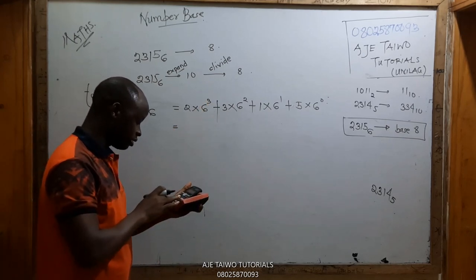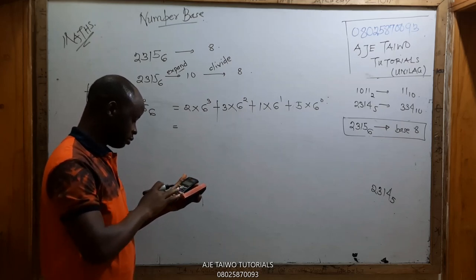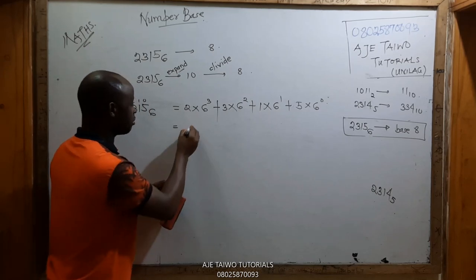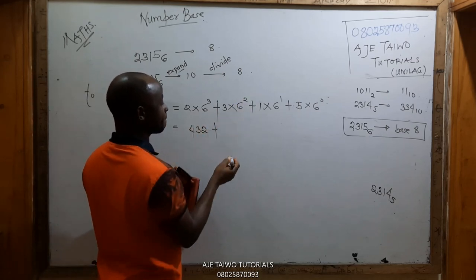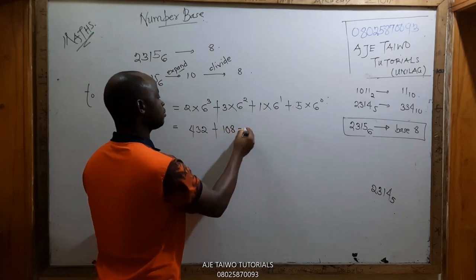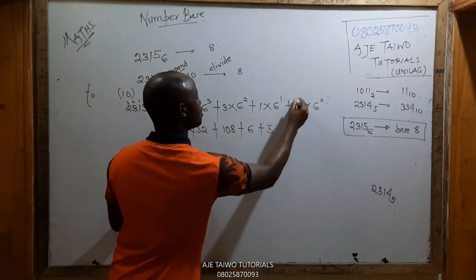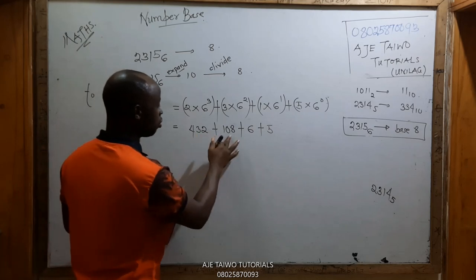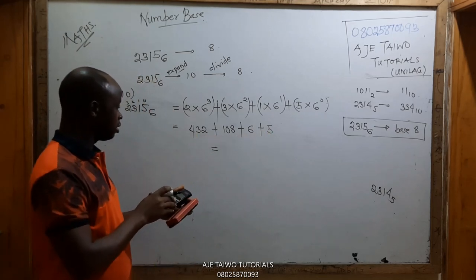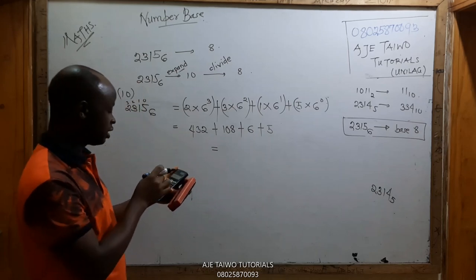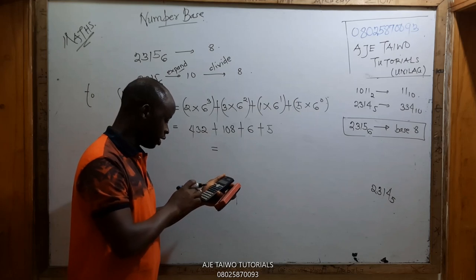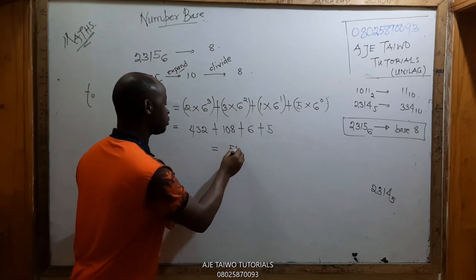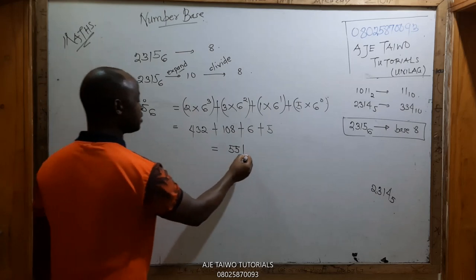6 raised to 3 should be 216. It should be 216 times 2, that is 432, plus 6 squared. 6 squared is 36 times 3, that's 108, plus 6 plus 5. So that's 432 plus 108 plus 6 plus 5. So you get 551. This 551 is in base 10, don't forget.